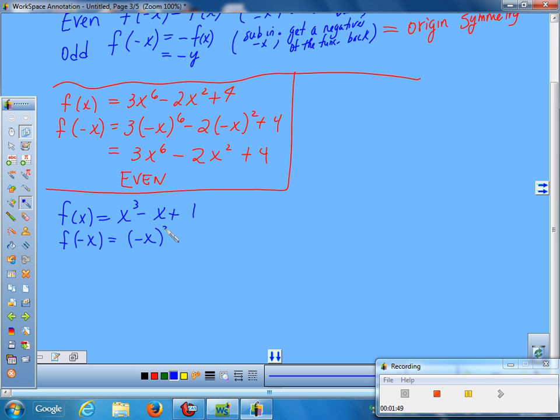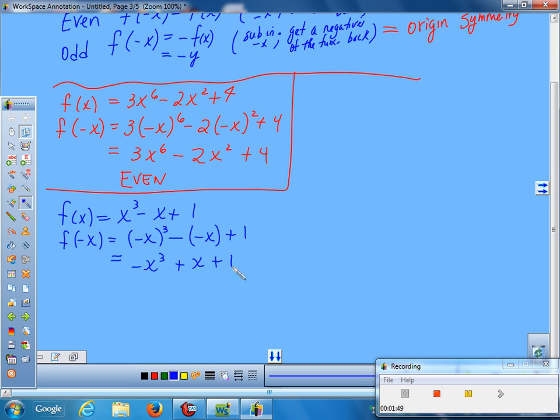Would I do that? Trick you? Okay, so I'm subbing in negative x, which means right here when I go minus, it's minus a negative x. Now, simplify that. What will you get? I'll get a negative x cubed, a plus x, and a plus 1. Okay. Is that the original function I started with? No, definitely not. So it's not even.